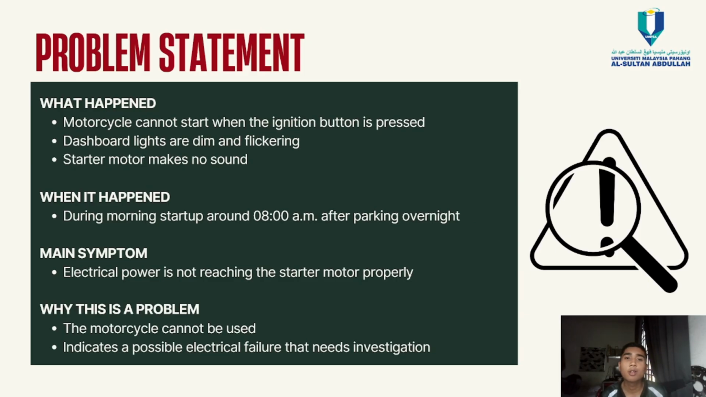What happened? The motorcycle cannot start when the ignition button is pressed. Not only that, dashboard lights are dim and flickering, and the starter motor makes no sound. When did it happen? It happened during morning startup around 8 a.m. after parking overnight. What is the main symptom? The main symptom is that electrical power is not reaching the starter motor properly. And why is this a problem? It is because the motorcycle cannot be used, and it indicates a possible electrical failure that needs investigation.